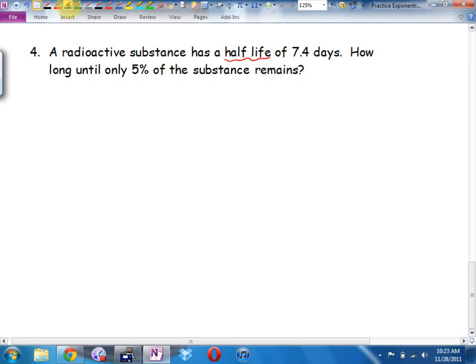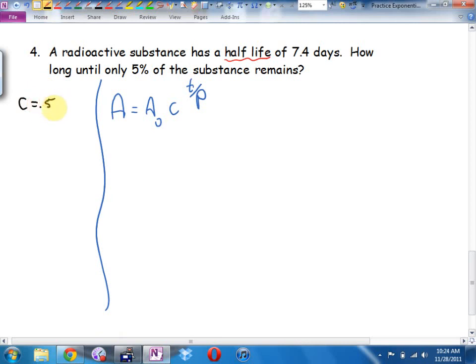A equals A zero C to the T over P. All righty. Oh, half-life. Mr. Dueck says, I know this. What's that 7.4? Carson, it's the half-life, and I said the half-life is the period. This time they've given us P. P is 7.4.